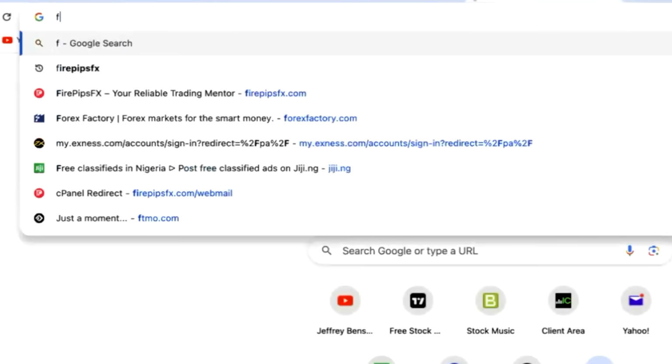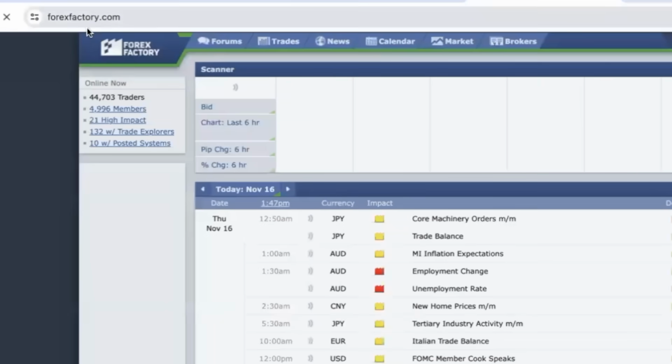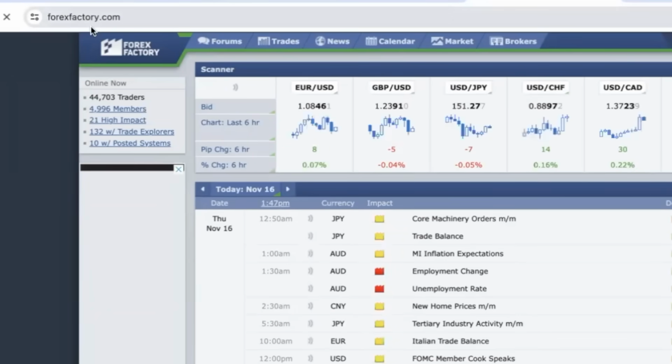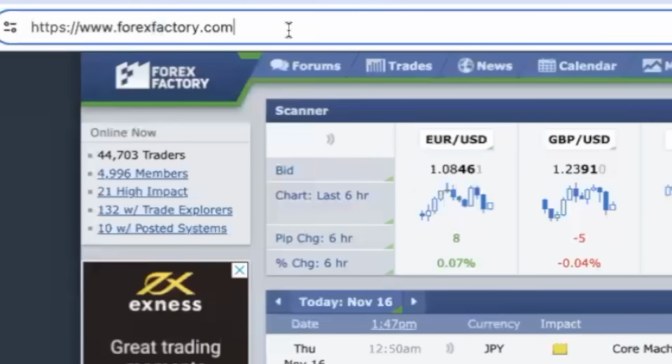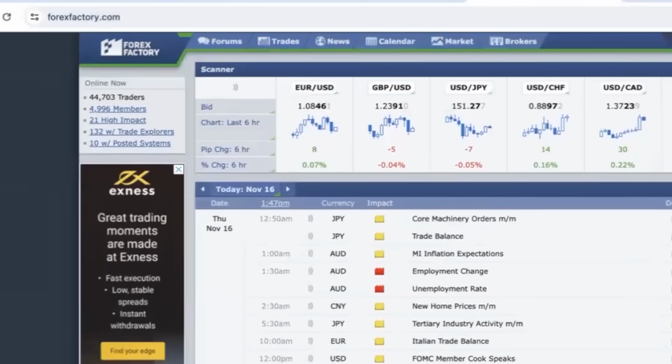Forex Factory is a website where we get to know the next news event that is about to be released. It's as simple as going to forexfactory.com. Once you get there, which is highlighted at the top, make sure the first column is the date and the time is the next column. We have currency next, impact, then the event, the detail of the event, actual, forecast, previous, graph.